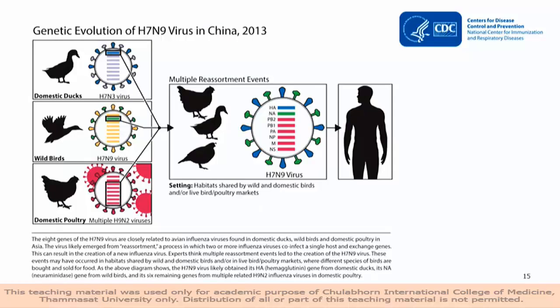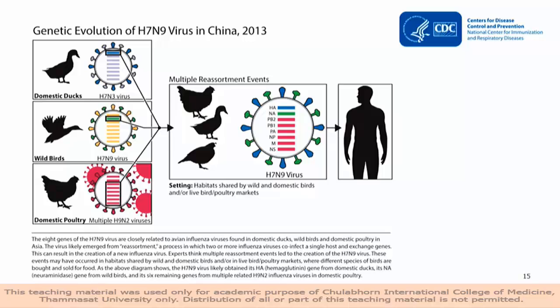In 2013, a new strain of avian flu H7N9 infected humans in eastern China, resulting in severe illness, including deaths. H7N9 has been found in chickens, ducks, and wild birds in the live poultry markets in eastern China.